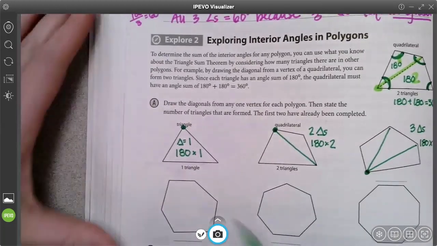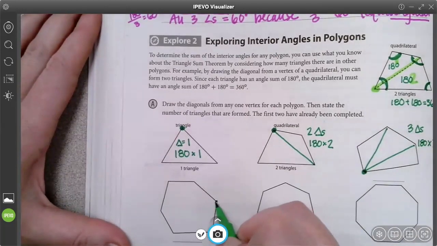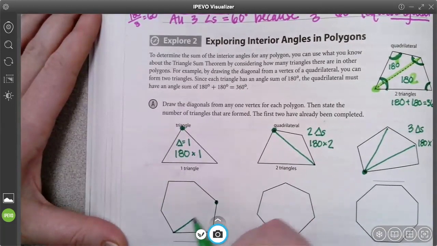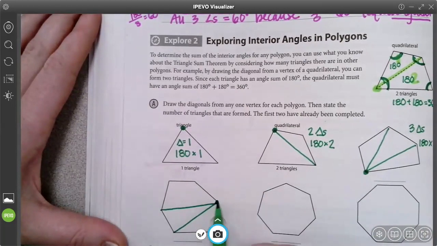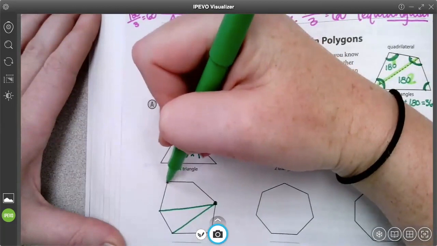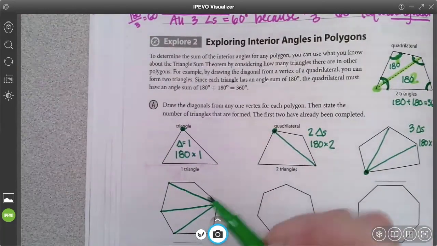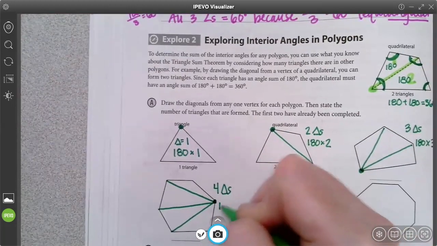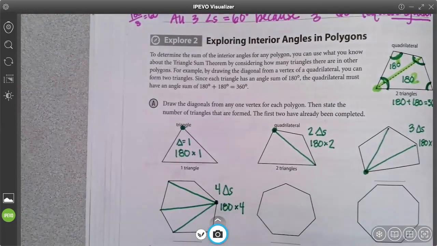So down here, we have a hexagon, even though it's very irregular. I'm going to start over on this side this time. That line is connected, that corner is connected directly. This one needs to be directly connected. This one needs to be directly connected. This one needs to be directly connected. So in our 6-sided figure, we have 4 triangles. And so our number of degrees would be 180 times 4.